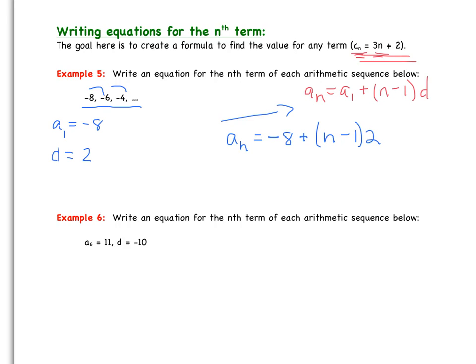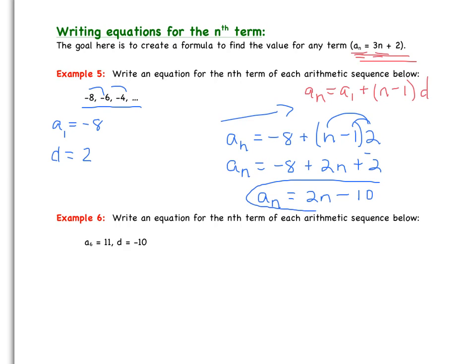All I'm going to do here is distribute and combine like terms. So a sub n is equal to negative 8 plus, if I distribute the 2, I get 2n, and distributing the 2 again I get negative 2. Then combining like terms, a sub n is equal to 2n minus 10. Remember that you're adding a negative 2 over here. So a sub n is equal to 2n minus 10. Notice it is very similar to the example that I put up there.